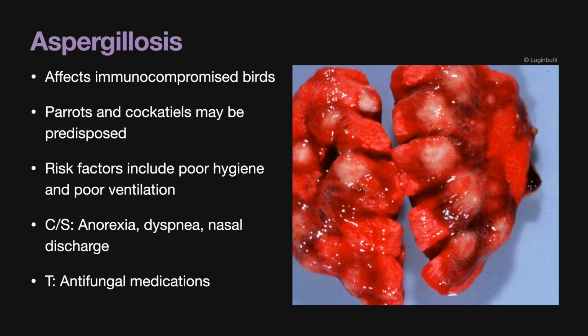Aspergillosis primarily affects immunocompromised birds, and parrots and cockatiels appear to be predisposed. Risk factors for developing this infection include poor hygiene and poor ventilation. Clinical signs include anorexia, dyspnea, and nasal discharge, and it is treated with antifungal medications.